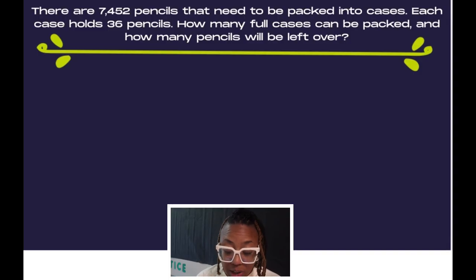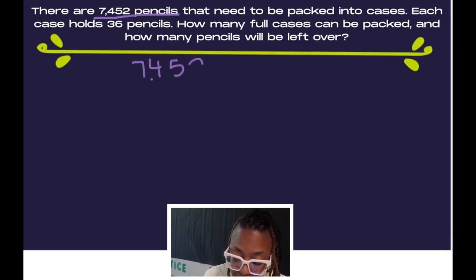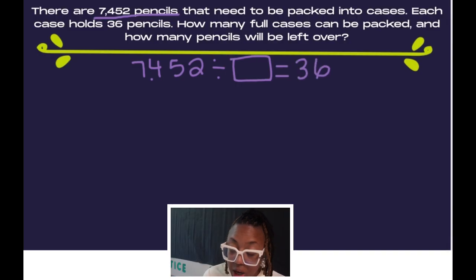There are 7,452 pencils that need to be packed. Each case holds 36 pencils. How many full cases? So I'm just going to go ahead and start by writing my sentence. So I have 7,452 pencils. I do not know how many cases. However, I do know that I want 36 in each case. So let's go ahead and get started with that popcorn method.